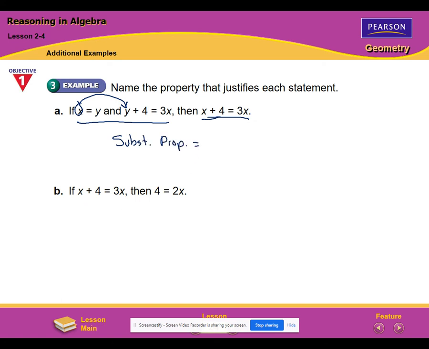What about the next one? X plus 4 equals 3x, then 4 equals 2x. Again, pause the video, or I'm going to say the answer here. This is subtraction. The subtraction property of equality. Why is it the subtraction property of equality? Well, what you would do here to get the variables together would be to subtract x from both sides. And you'd have 0 in this case. You'd be left with 4, and 3x minus x is 2x. 4 equals 2x is exactly what we have. One more.